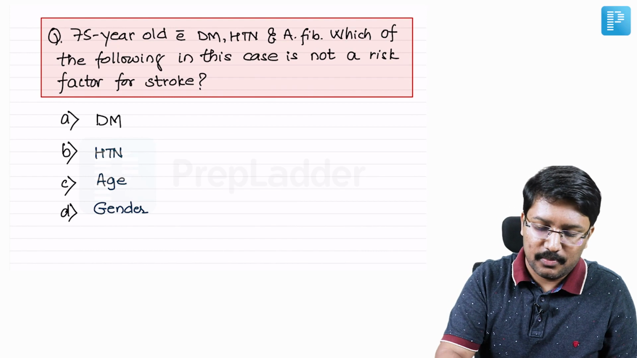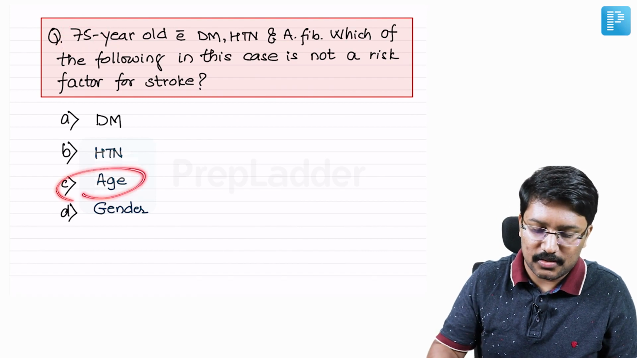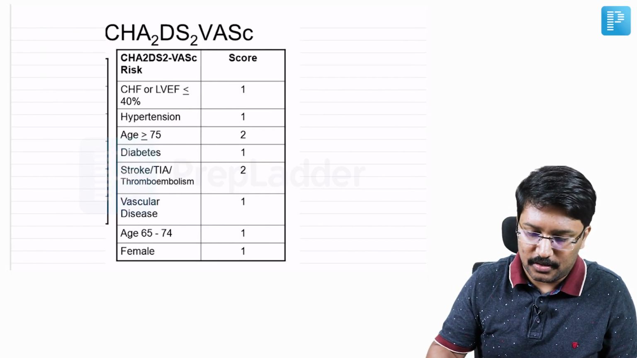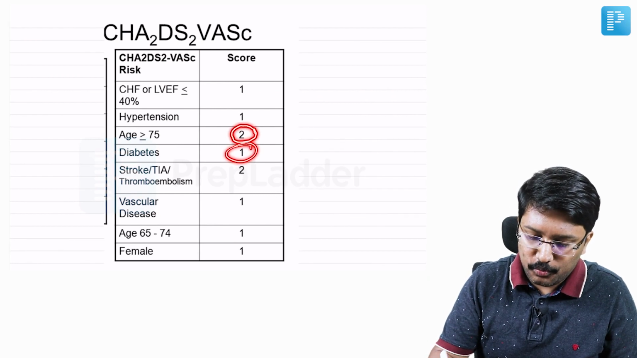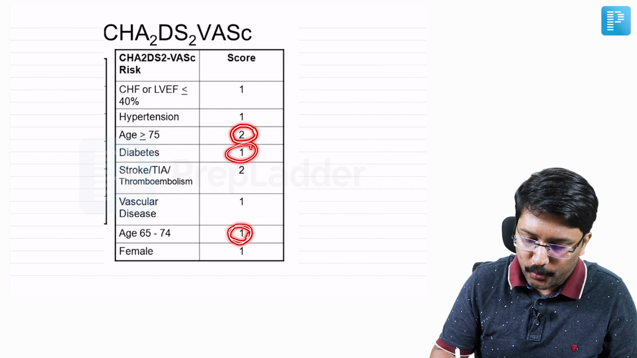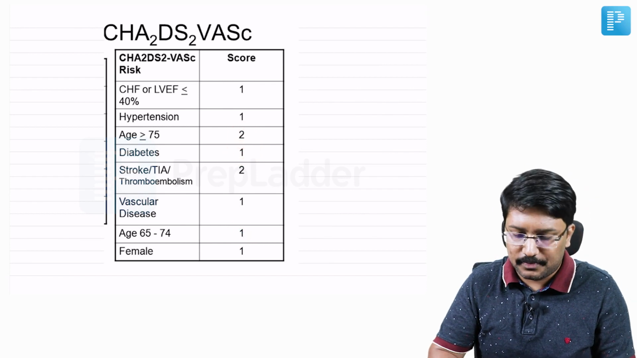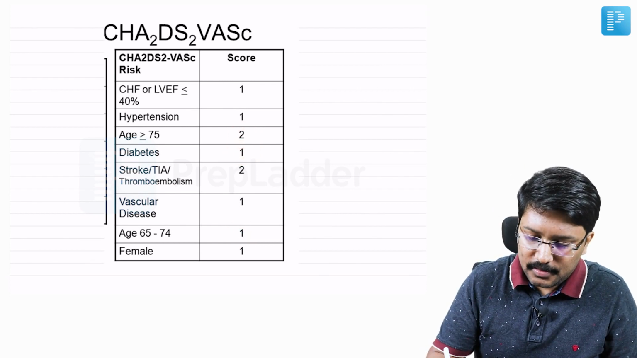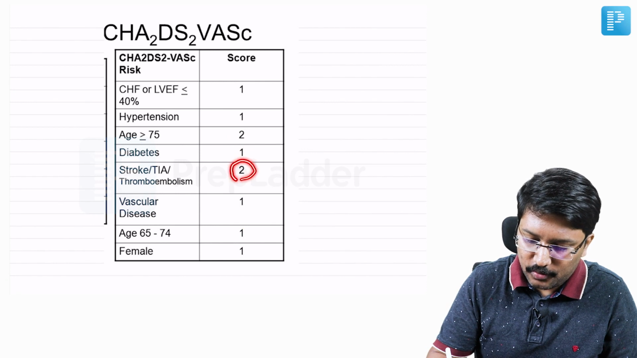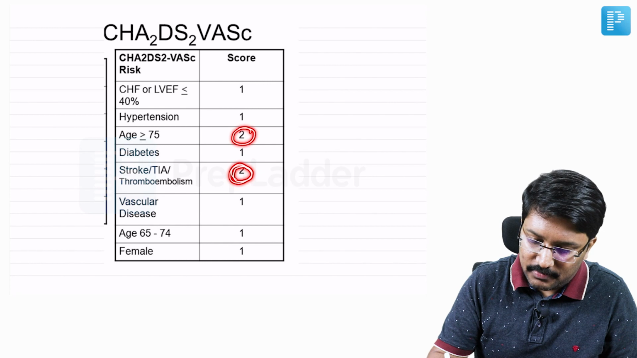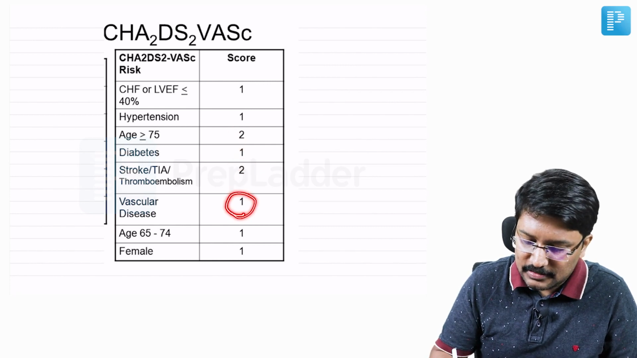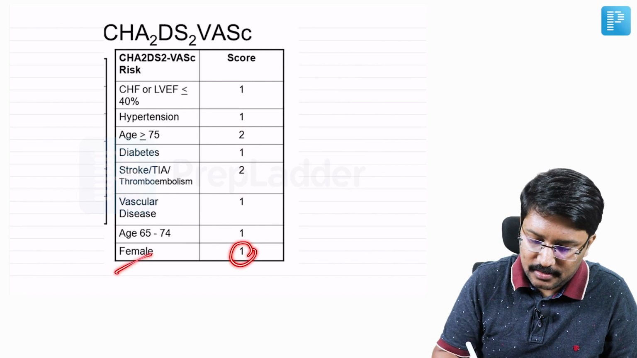So in this question, the patient was 75 years old, so age was a risk factor. Hypertension, diabetes, we already know about it. Diabetes, 1 point. Age more than 75, 2 points, and 65 to 74, 1 point. So age is an important risk factor. Other than that, previous history of stroke, TIA or thromboembolic events, 2 points. So these are the important areas where 2 points are given: age and stroke. Vascular disease elsewhere, 1 point, and female gender.